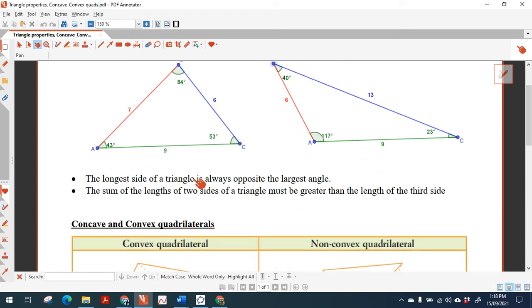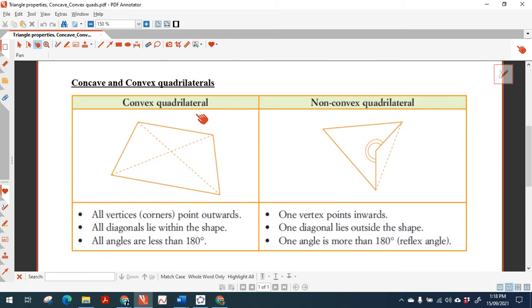Okay. All right. Now, what about concave and convex quadrilaterals? This is something else we have to know. So, what is a convex quadrilateral? Well, it's a quadrilateral where all the corners point out. And more importantly, the diagonals, which are the dotted lines, lie inside the quadrilateral. Okay, so that's the main features. So the corners point out and the diagonals lie on the inside.